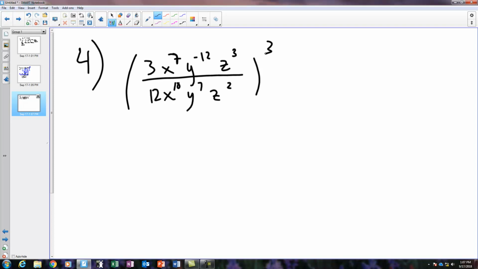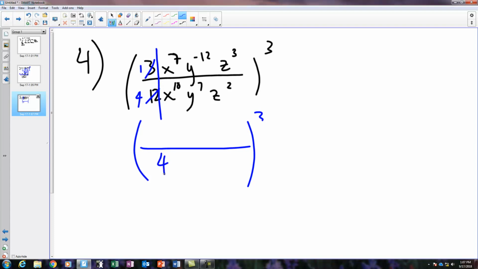I could try to distribute the cube now, but I actually want to try and reduce the fraction as much as I can before I do that. So I'm going to keep the cube as I go through the first stage. 3 over 12 becomes 1 over 4. I'm going to put a 4 down here. I don't really need to put the 1 on top. I can if I get nothing left, but I think I might have something left.